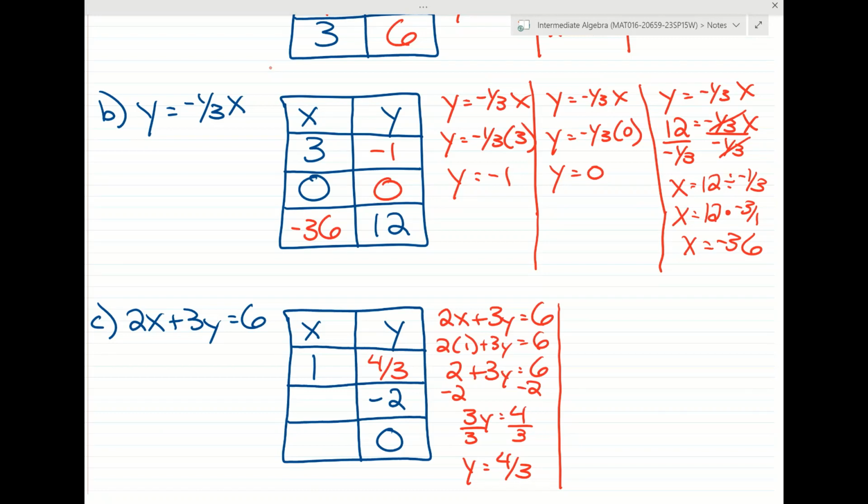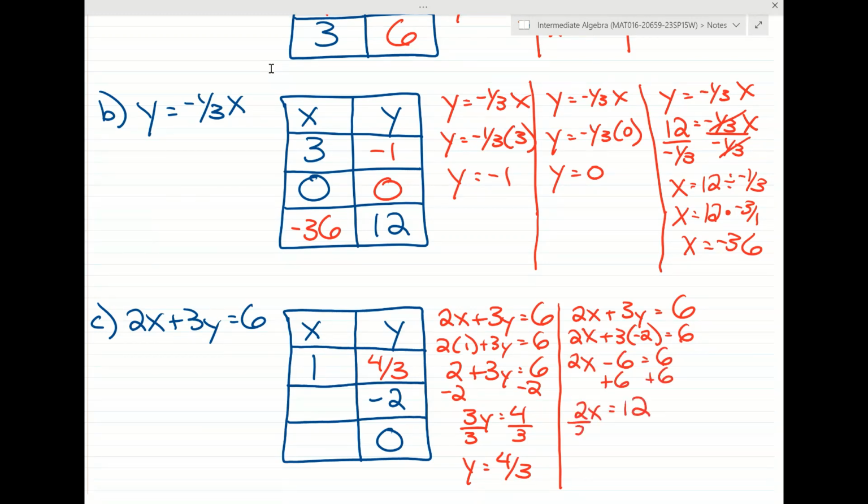Next is when y is negative 2. So we get 2x plus 3y equals 6. Y is negative 2. So let's just make sure we plug it into the right place. Add 6 to both sides. And then divide by 2. We get x is 6.